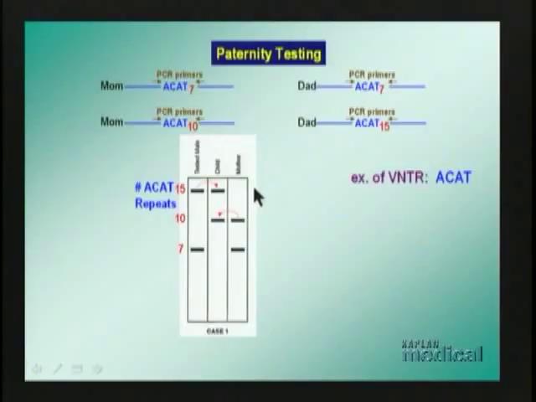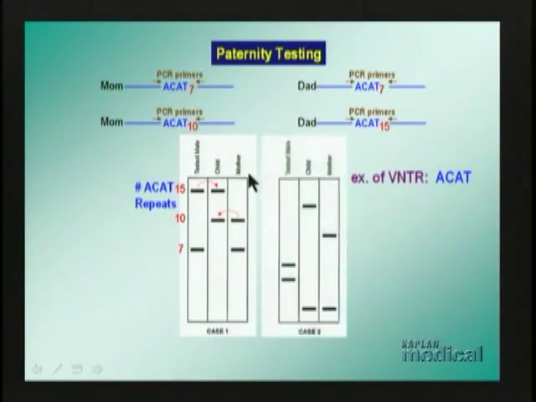Now we'll do this one step further, and this is another diagram in your book. Let's assume it's the same VNTR, ACAT. Again, the way you do these things, you start with the child and say which band in the child came from the mother. It's this band down here. And then you look at the other band in the child and say, did the tested male have that band? And the answer is no. So what's the conclusion? The conclusion is this tested male could not be the father of this child.